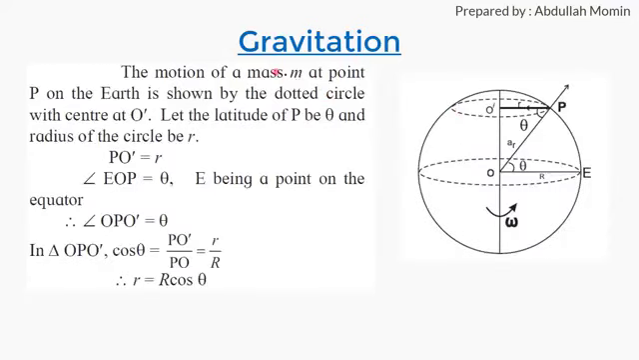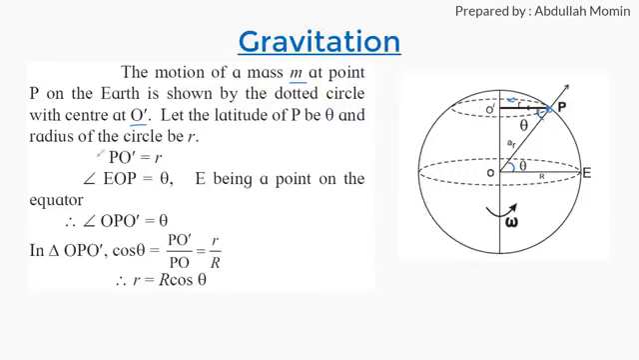So let us consider the motion of a mass m at a point P. At point P there is a mass on the earth. It is shown by the dotted circle with center O dash. The point P is rotating in this circle and the center of that circle is O dash. Let the latitude of P be theta. If this angle is theta, this angle is also theta. And let the radius of the circle be r.